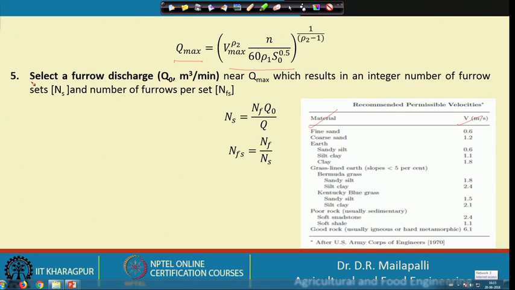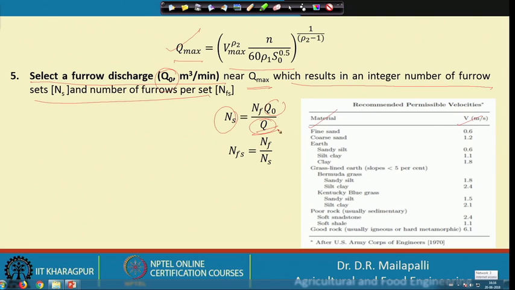and then the fifth step is to select the furrow discharge Q naught near to Q max. So, this Q naught needs to be found out. You find out Q max and find out Q naught which is nearer to Q max for the particular furrow field, which results in an integer number of furrow sets. Here, NS is the number of sets. So, the number of sets is equal to the number of furrows in Q naught by total capacity. So, that is the number of sets.